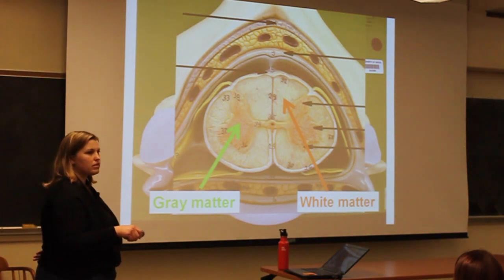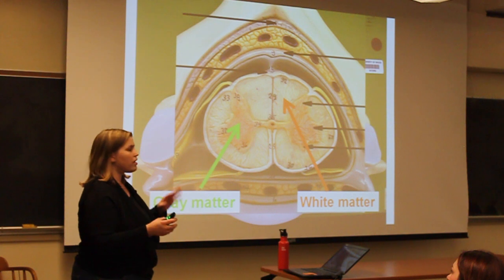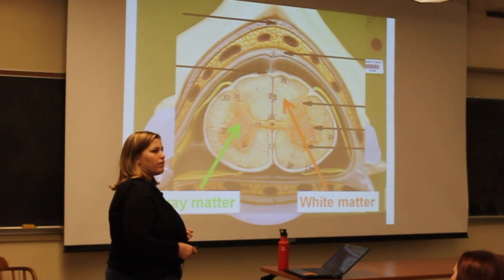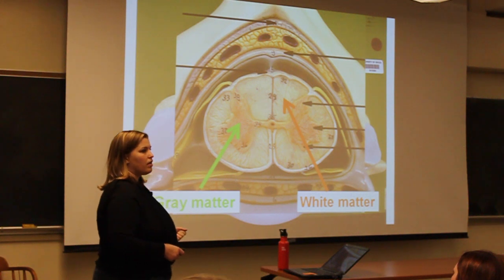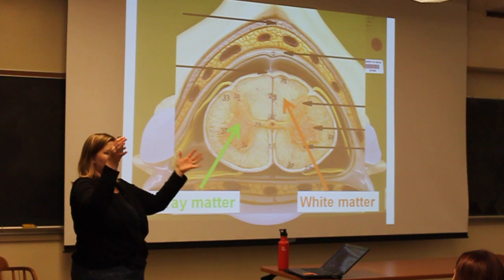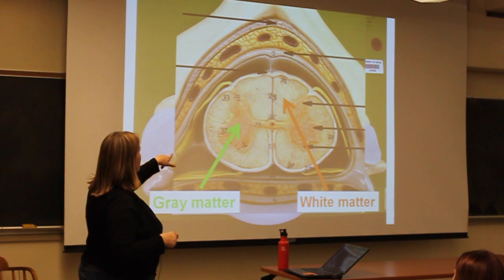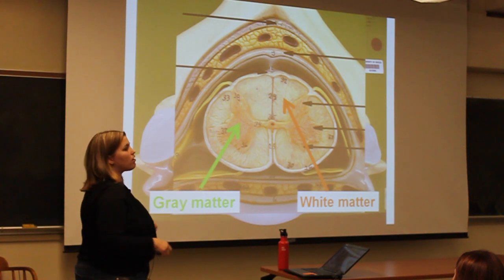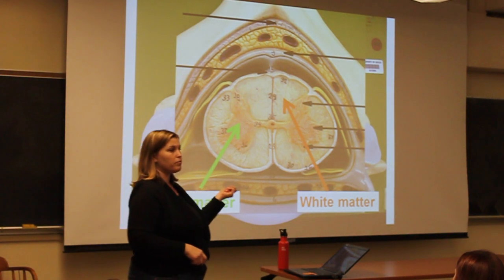Do you notice something different between the gray matter and white matter in the spinal cord versus the brain? Yeah. The gray matter is on the outside, the white matter. That's exactly right. So in the brain, we have gray matter on the outside, and we have white matter on the inside. In the spinal cord, we have white matter on the outside, and we have gray matter on the inside. And I'll tell you more about why that's important in a little while.